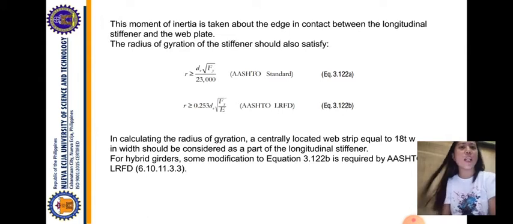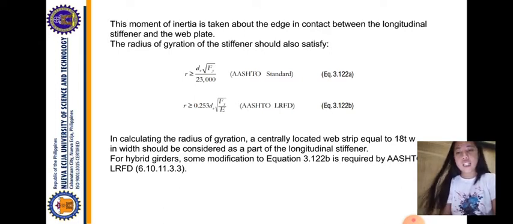This moment of inertia is taken about the edge in contact between the longitudinal stiffener and the web plate. The radius of gyration of the stiffener should also satisfy r is greater than or equal to D sub o multiplied by the square root of Fy all over 23,000 (AASHTO Standard, Equation 3.122a), and r is greater than or equal to 0.253 D sub o multiplied by the square root of Fy all over E (AASHTO LRFD).